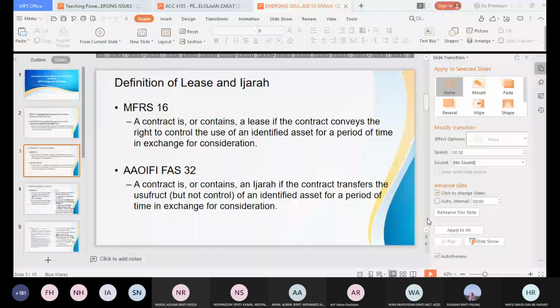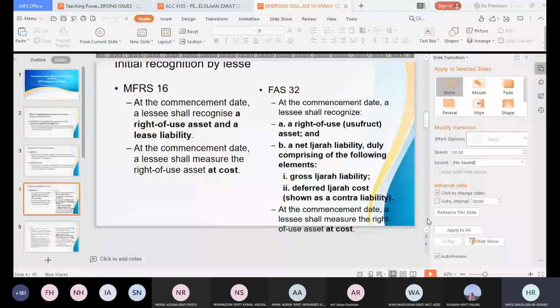Of course, recognition with regards to lease based on the new revised standard: the lessee should recognize what we call a right of use asset and a lease liability. I think both standards say the same. But the problem is when you look at measurement of the liability. There are also differences in the measurement of the asset, but the main issue is how you measure the ijarah liability.